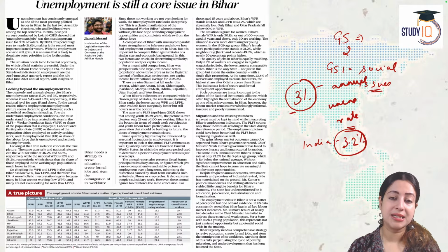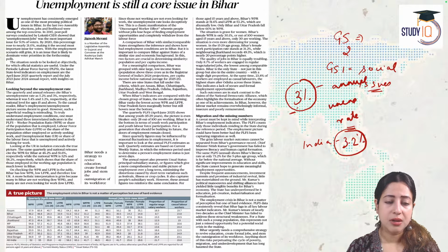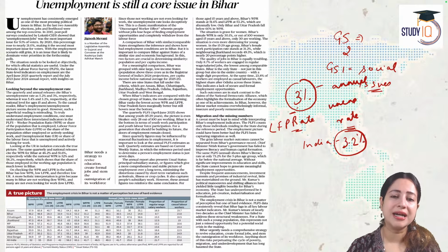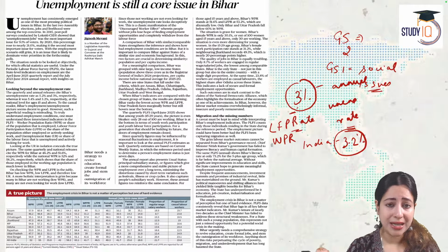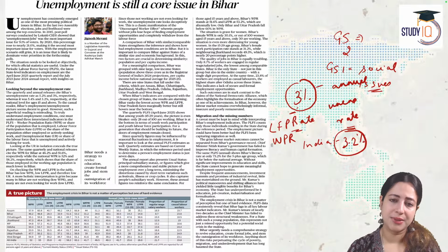It is a data that is confusing us. It is a data that is painting a very fake picture, a very artificial picture. Because in reality, this data only captures two components of Bihar population. One is the labor force participation rate in Bihar. How many people in Bihar are working and how many are actively looking for work? Second, it only captures the working population ratio. How many people are actually employees in Bihar?